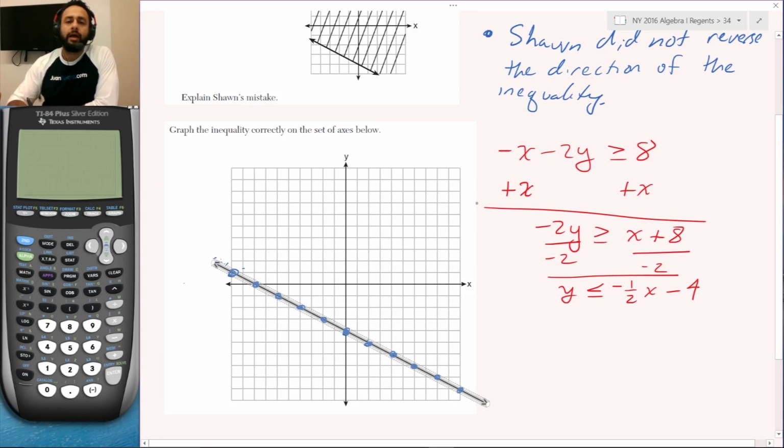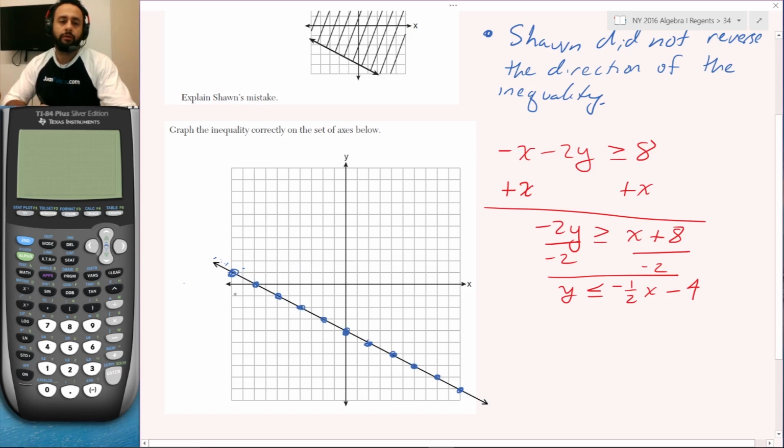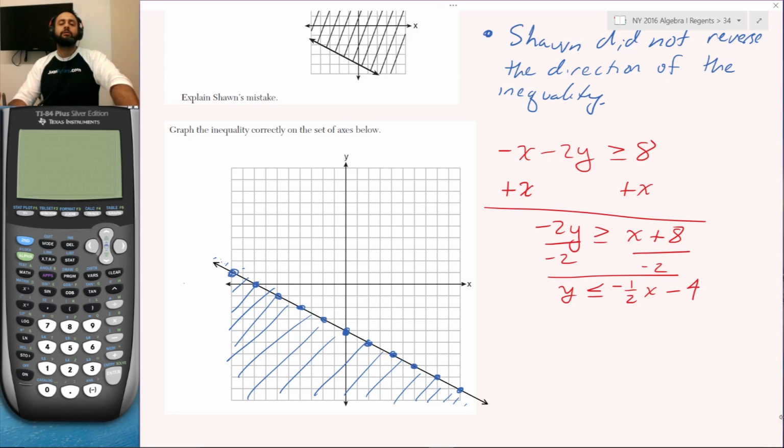Okay, good. So now in this case, I want to shade below the line. I shade now below the line because y is less than or equal to the value given by the graph. So that is the graph.